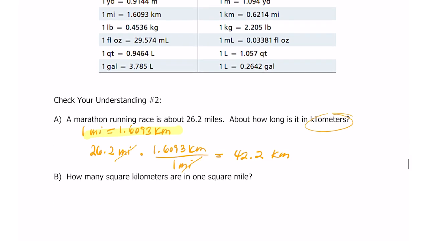So if you were running a marathon, which typically is 26.2 miles, if you were running that in Europe, or any other country that uses the metric system, Canada, it would be 42.2 kilometers long. So that's the kilometer equivalent to miles.